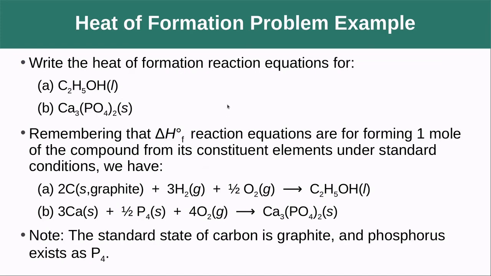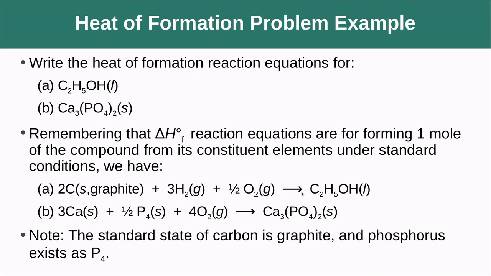All right, so let's look at some examples here. We're going to write the heat of formation reaction equations for ethanol there as a liquid, and then we have calcium phosphate as a solid. We're going to remember that the enthalpy of formation reaction equations are for forming 1 mole of the compound from its constituent elements under standard conditions. So, to produce ethanol, we're going to need 2 moles of that solid carbon in the form of graphite, for instance. It's one of the allotropes of carbon, plus 3 molecules of hydrogen gas, plus a half of a molecule of oxygen gas, in order to have the stoichiometry correct and have a 1 in front of ethanol here.